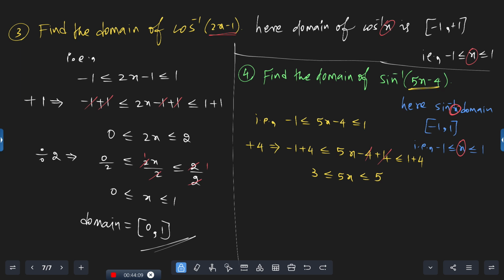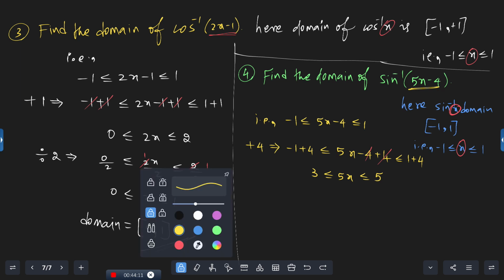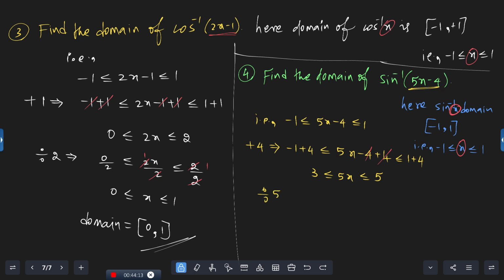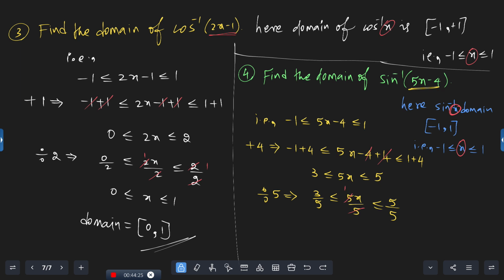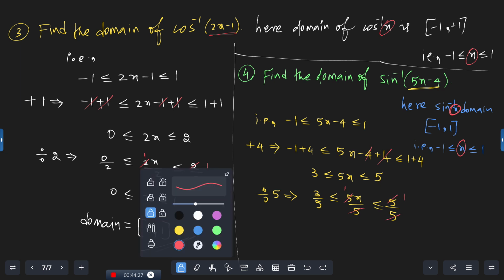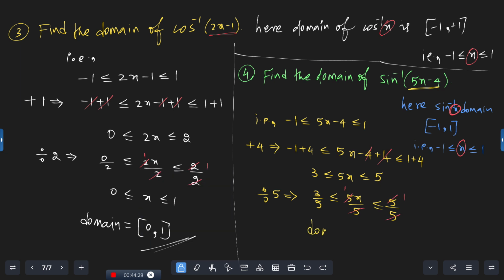Okay, so what do I have to cancel here? The 5. To cancel the 5, divide by 5 on both sides. So 3 divided by 5 less than or equal to 5x divided by 5 less than or equal to 5 divided by 5. After dividing, the cancelling you do one time, again one time. Then what is my domain finally? Domain equals closed interval 3 by 5 comma 1. So this is the next. One more question I will give, in range.